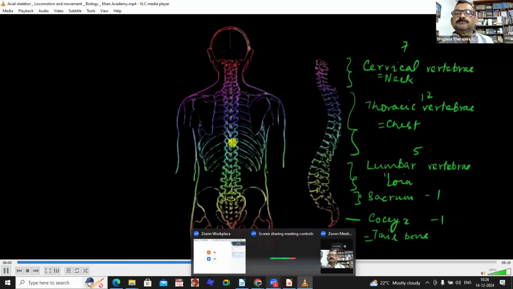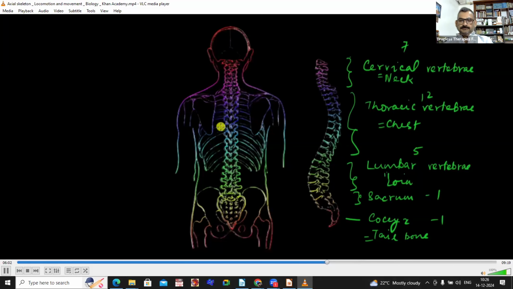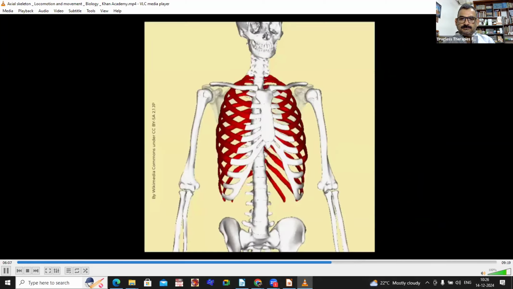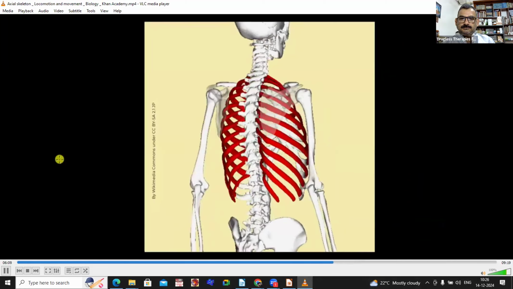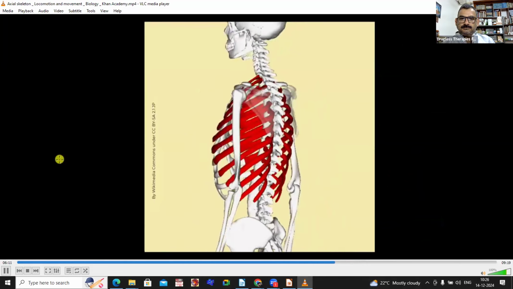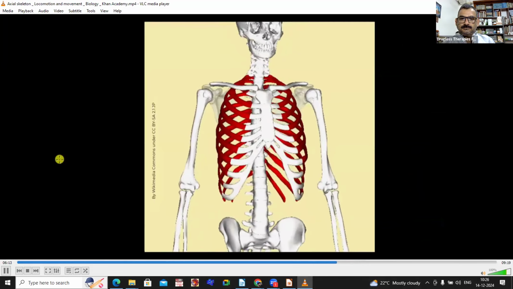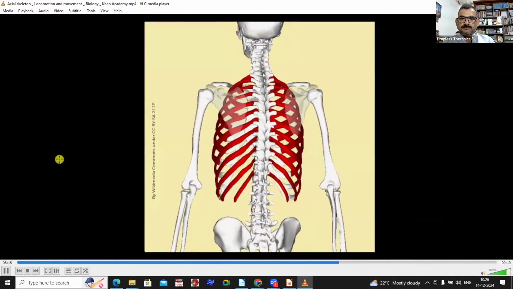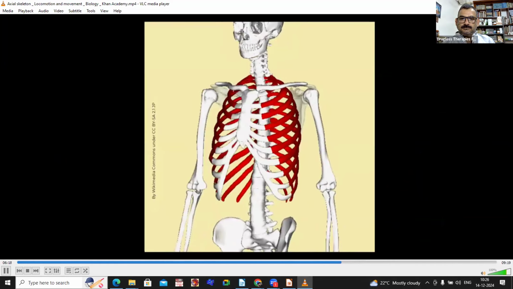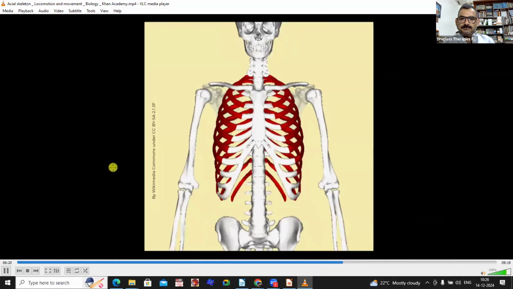Now, the thoracic vertebrae, as you can see in this picture, are connected to the ribs. We come to the ribs. There are 12 ribs on each side, and each of the ribs is connected to the thoracic vertebrae at the back. So 12 thoracic vertebrae, 12 ribs. And at the front, they are connected to this bone, which is called the sternum. Depending on how they're connected to the sternum, the ribs have different names. First let me label the sternum bone.